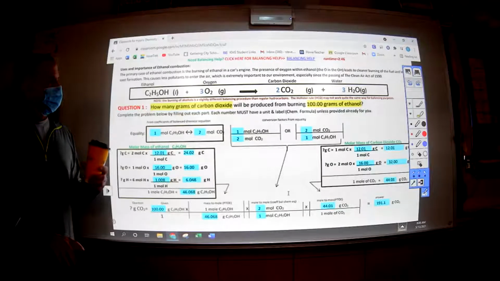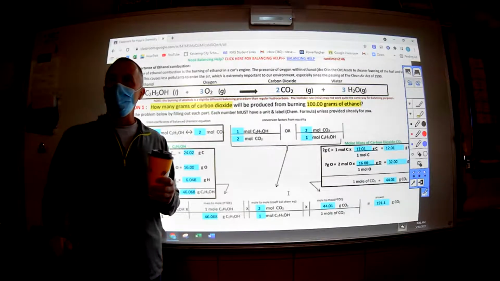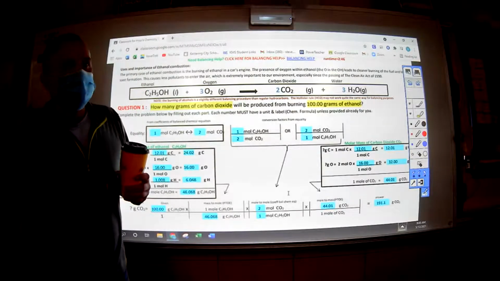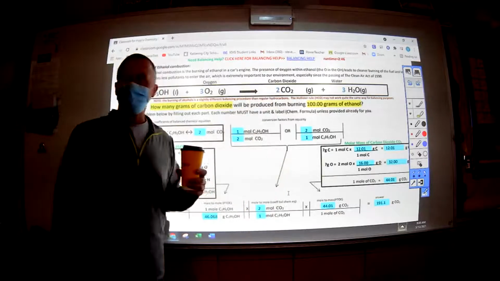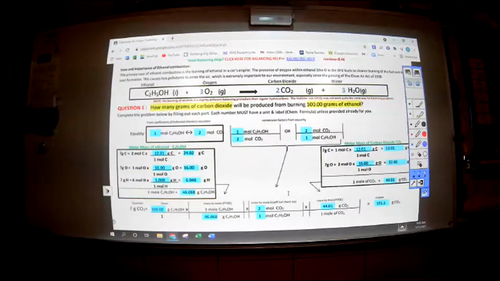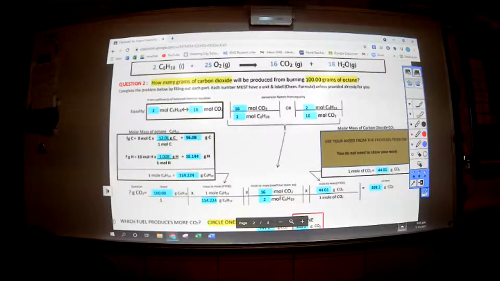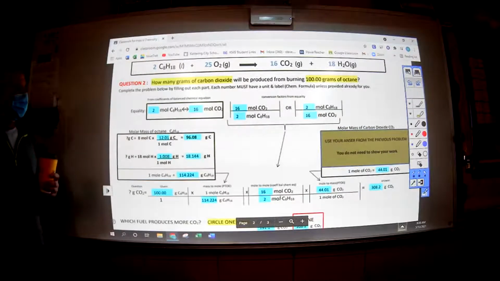Kind of an interesting question here, trying to show you why different fuels can produce different amounts of pollutants. Are there any questions on this first problem? Any parts that were confusing to you? How about our second problem? This is burning octane, which is one of the hydrocarbons in gasoline. Were there any issues on this problem?